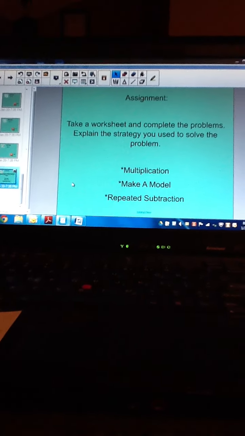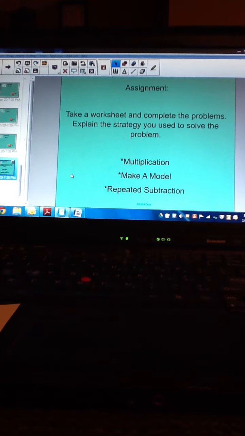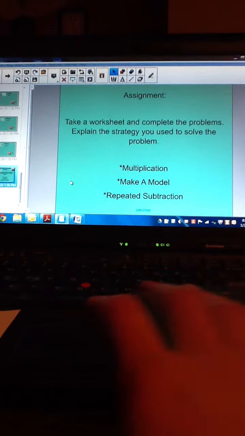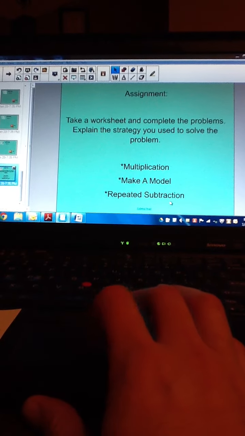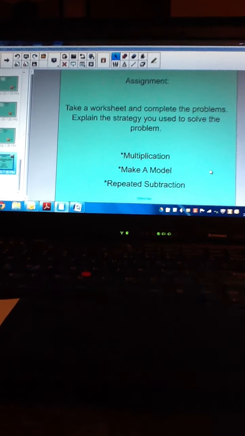Now it's time for your assignment. Take the worksheet and complete as many problems as you can. Then I want you to explain the strategy that you used to solve the problem. Remember, these are some of the strategies that you can use. Some of these will have a remainder, and some of these will not. Good luck.